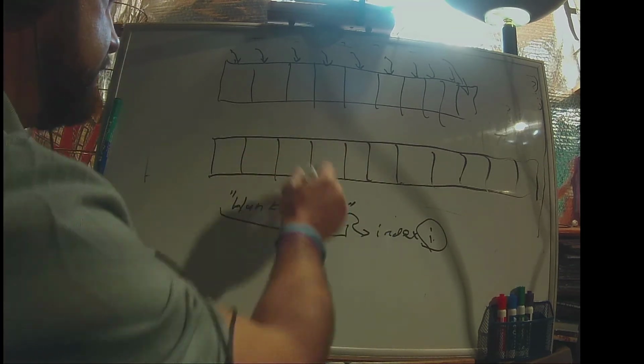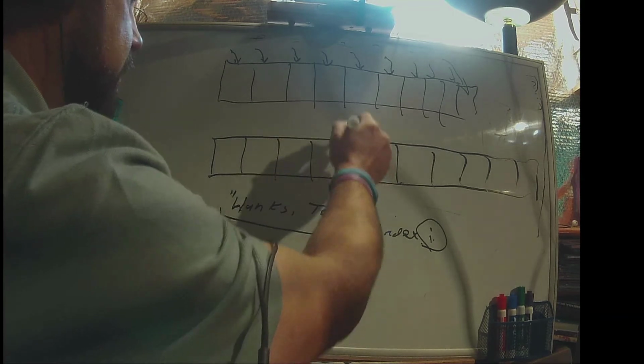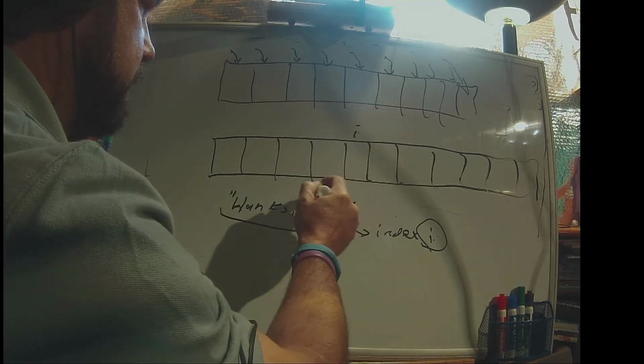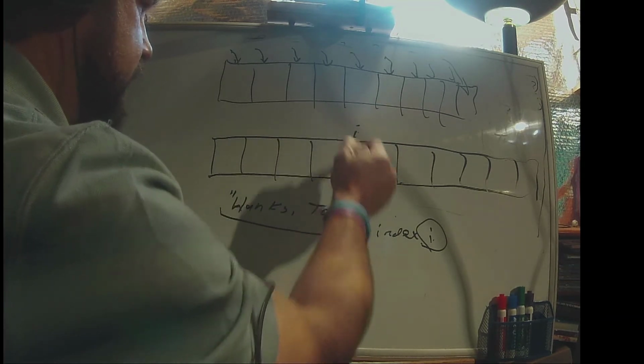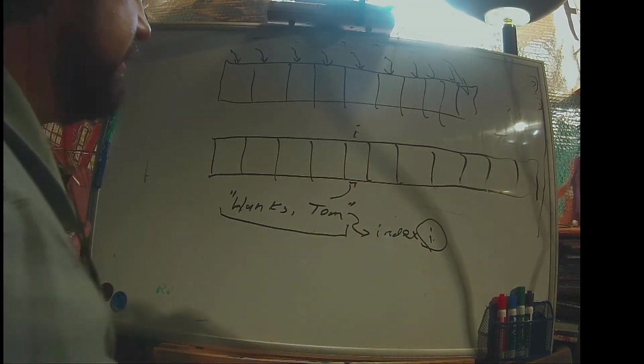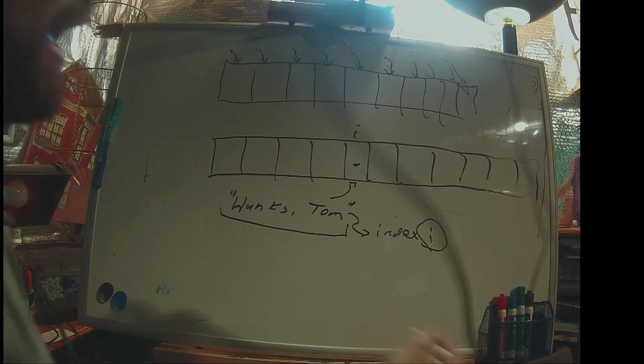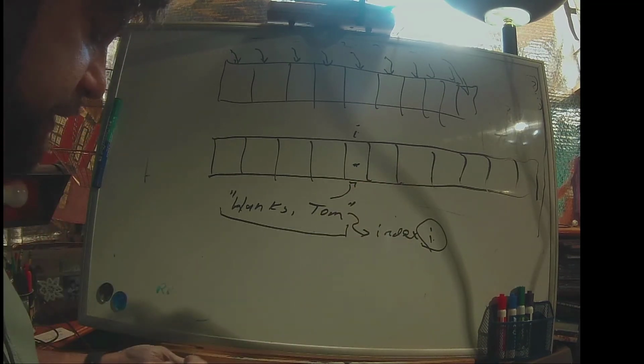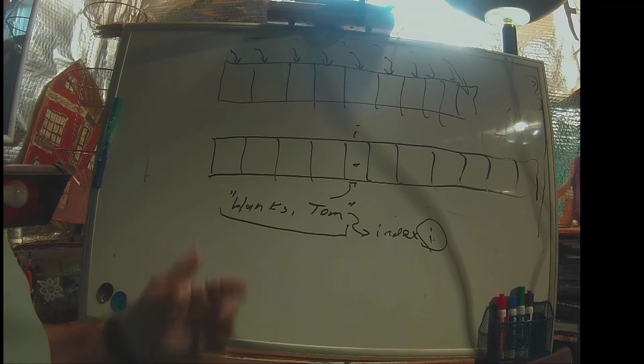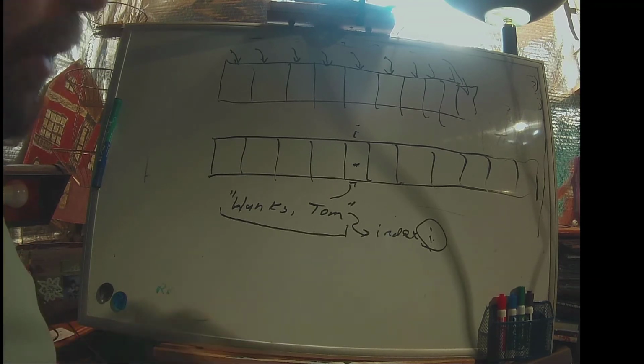So now, instead of having to search through this entire list, we go to index I and ask, is Hanks Tom stored here? If not, we're done, right? Then we just have to add it in. If it is there, well, then we're also done. Then we know that it's already there. We don't have to do anything else.